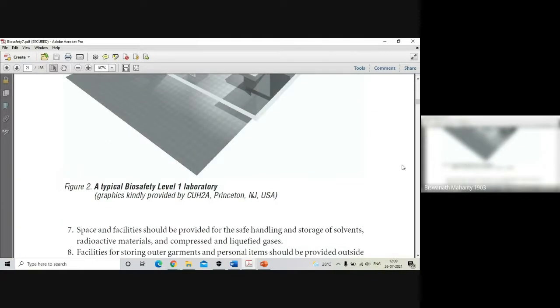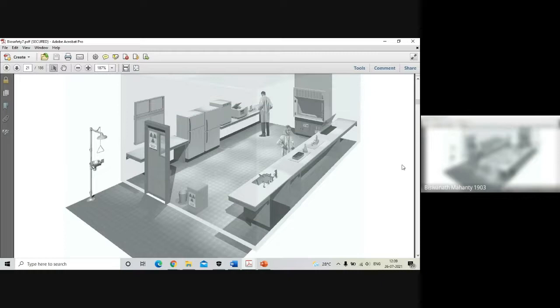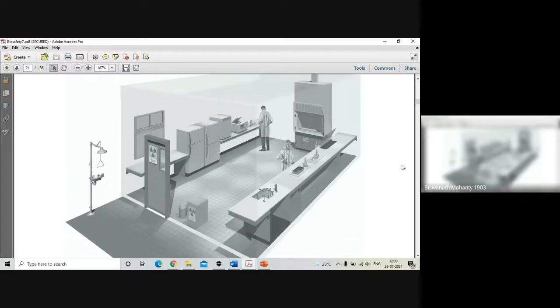This is laboratory 1, biosafety level 1. I think you can see my screen also. This is typically our lab. If you come to our lab sometime in future, you will see this is like our lab. We have the bench here. I'm having one gate entry. We can have windows maybe closed. We have refrigerator and other instruments there.